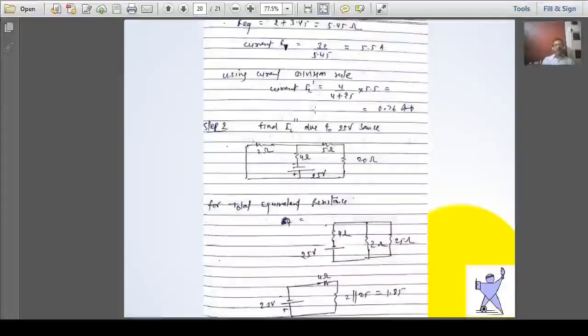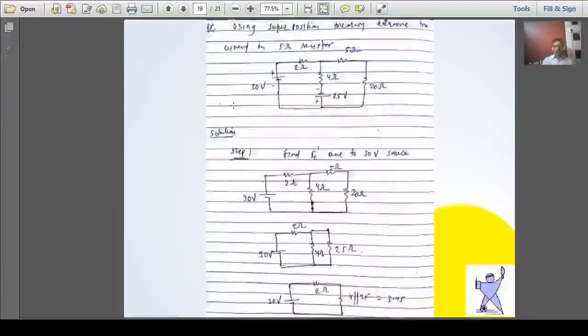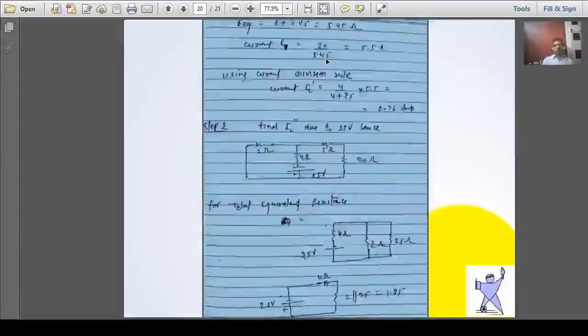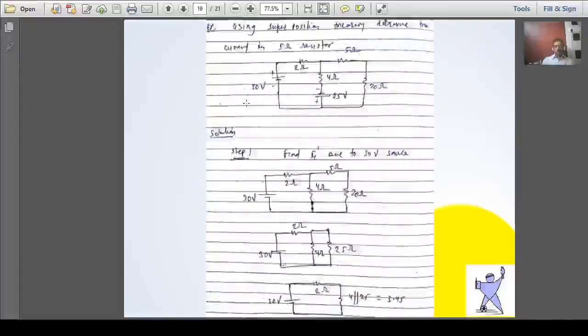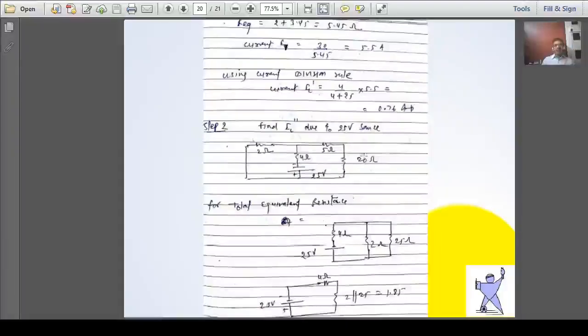So we can calculate the total current. Total current is total voltage upon total resistance. Total voltage is 30 volt and total resistance is 5.45 ohm. So the total current is 5.5 ampere. But we are interested in calculating the current in the 5 ohm, and the 5 ohm current can be calculated by using the current division rule. So as per the current division rule, the current in the 5 ohm resistor is 5.5 is the total current, times 4 upon 4 plus 25, since the current is dividing among the 4 and 25 ohm resistors. It will give you 0.76 ampere.